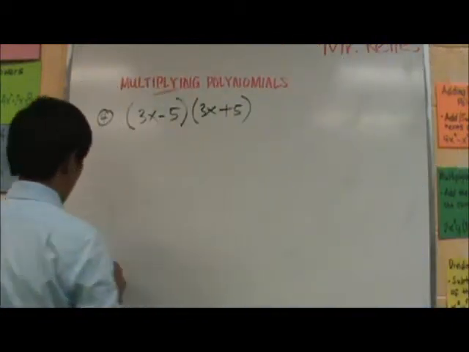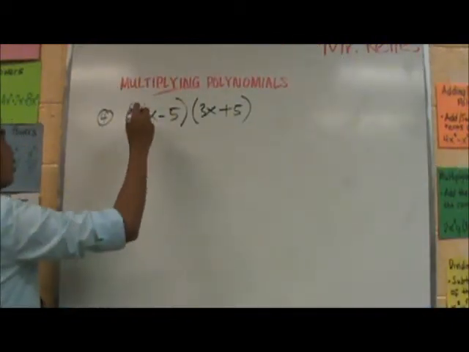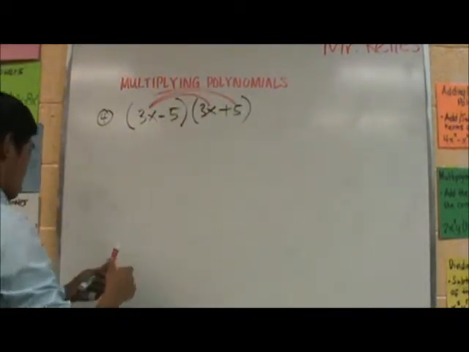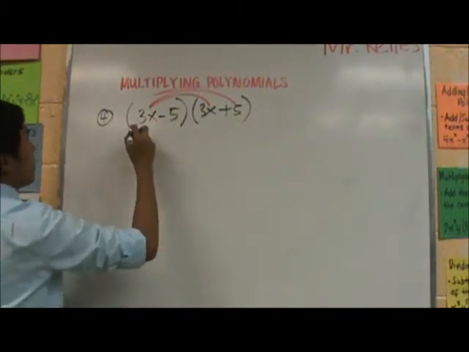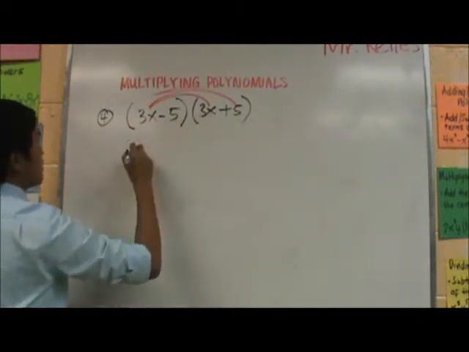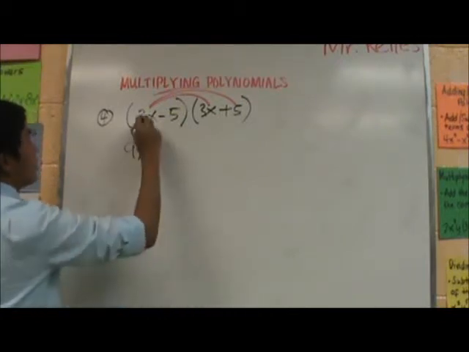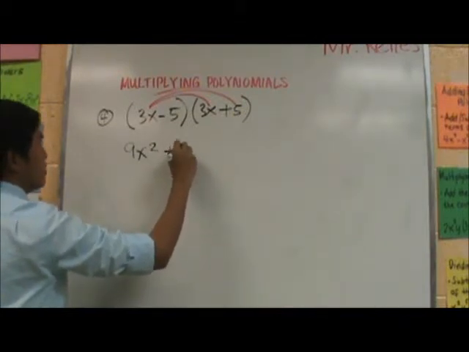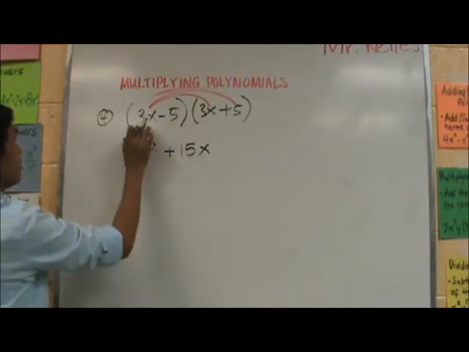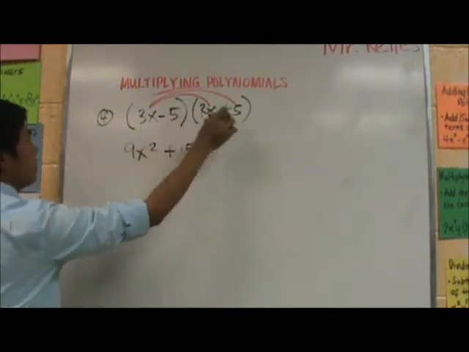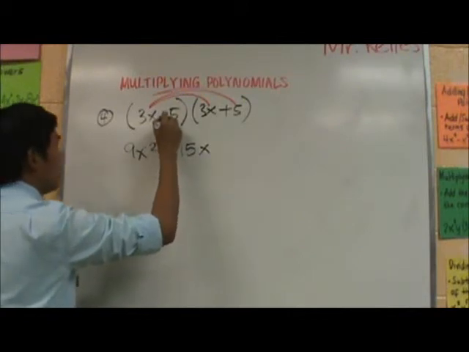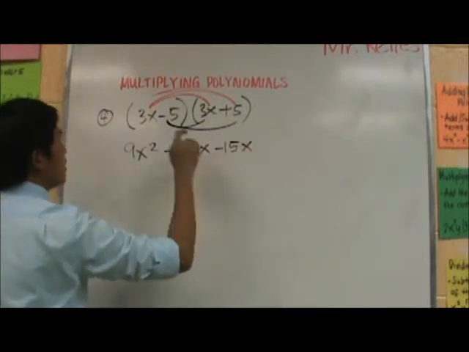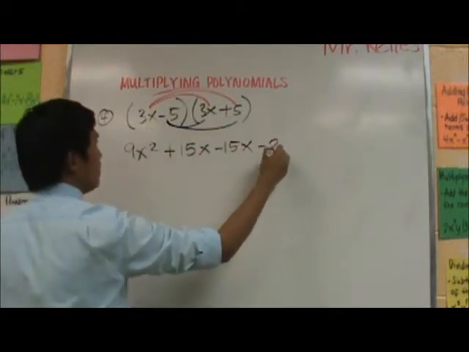Okay, now, again, we're going to apply the same process. We're going to distribute the 3x to both of them there. And that would be 3x times 3x is 9x squared. 3x times 5 is plus 15x. So I'm done distributing 3x to 3x and then 3x to 5. Then I'll go ahead and distribute the negative 5 to both of them. So negative 5 times 3x is negative 15x. And then negative 5 times 5 is negative 25.